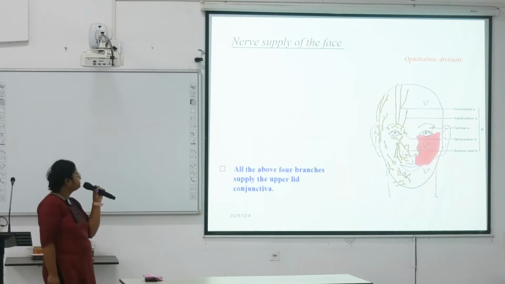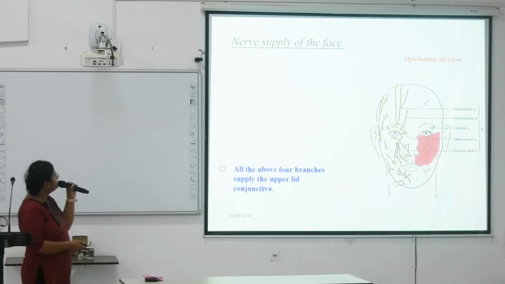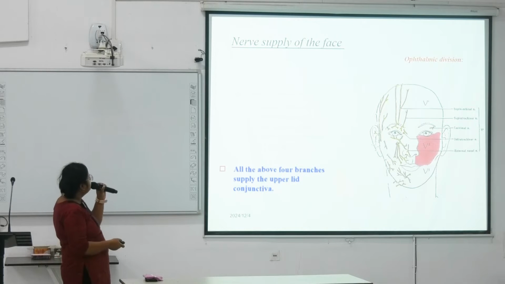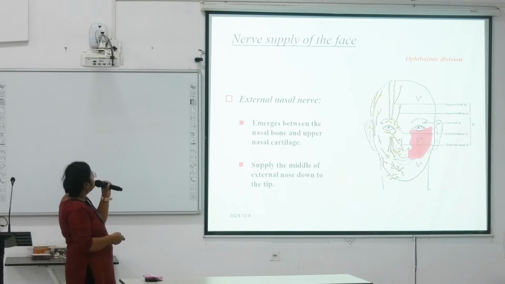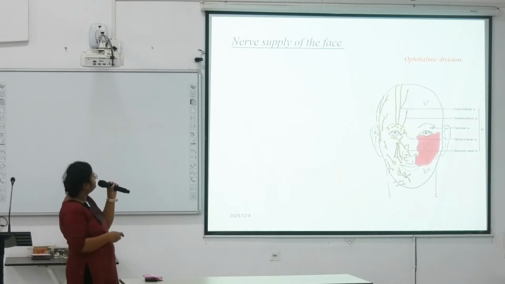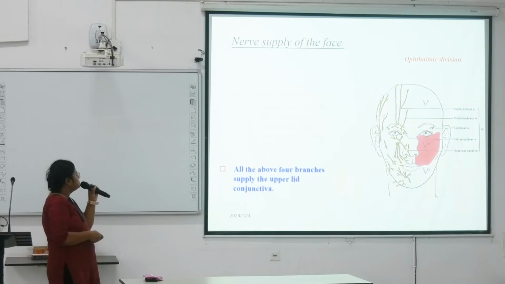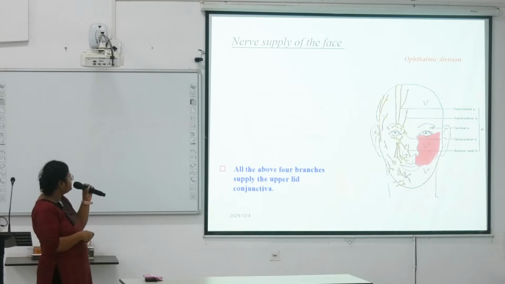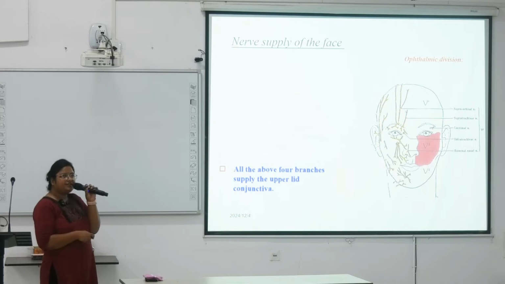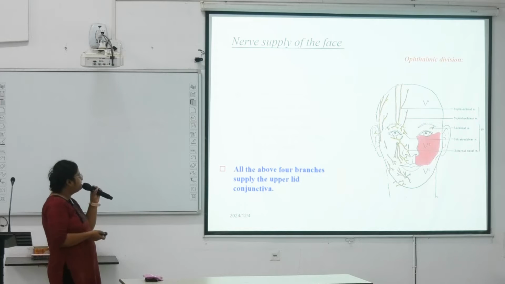So all the previous 4 divisions are supplying the upper eyelid and the conjunctiva.